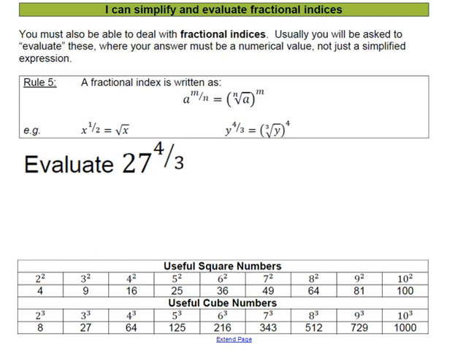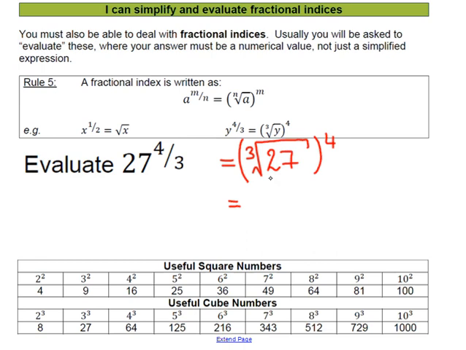Now we have one that will have a little bit more work involved with it. 27 to the power of 4 thirds. So again, to begin with, I am going to write 27 to the 4 thirds in root form. So I start with 27, and I start with my root sign, and it's the third root, the cube root. I place a bracket around that, and I raise that entire expression to the power of 4.